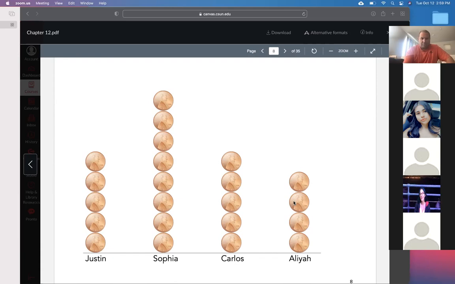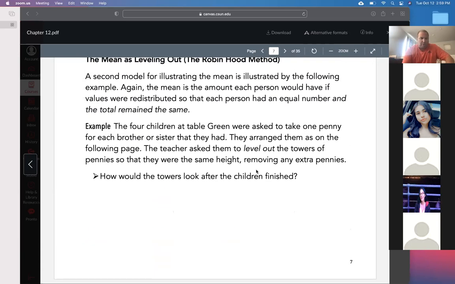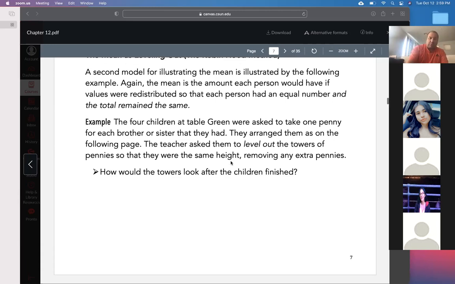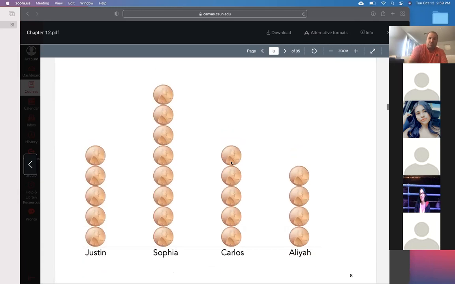Okay, so the teacher asked them to level out the towers of pennies so that they were the same height, removing any extra pennies. How would the towers look after the children finished? If you were leveling this out, what would you do?